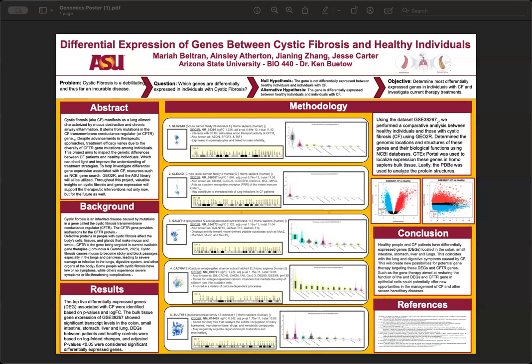Our research also opens up possibilities for potential gene therapies targeting DEGs and CFTR genes. This could lead to improved management of CF and potentially other hereditary diseases. Our research is particularly significant given the few therapeutic studies available for CF. However, our research does not account for other factors influencing gene expression, such as environmental or epigenetic factors.